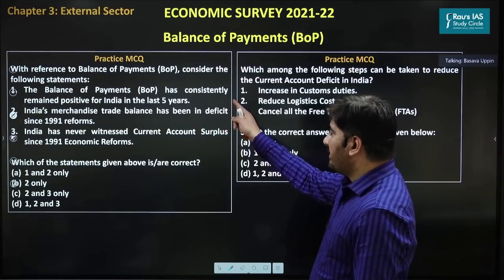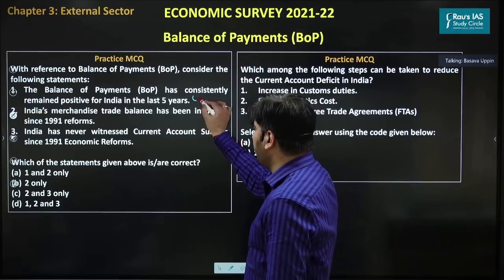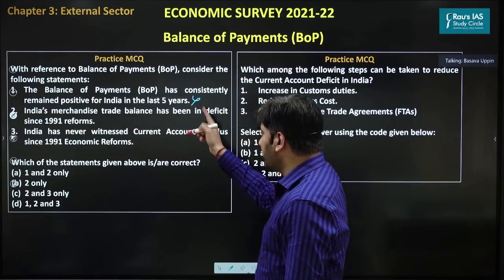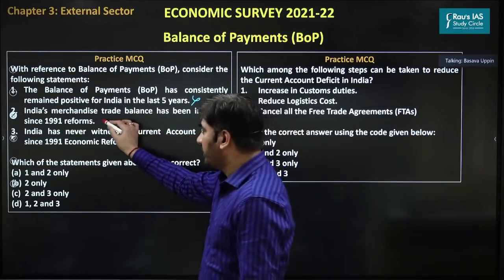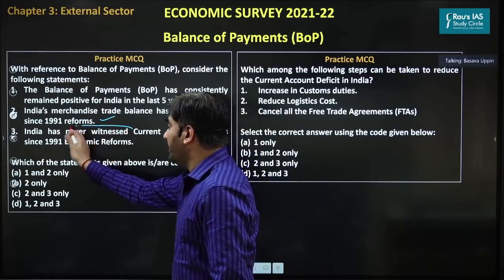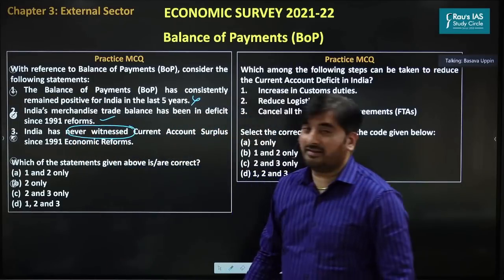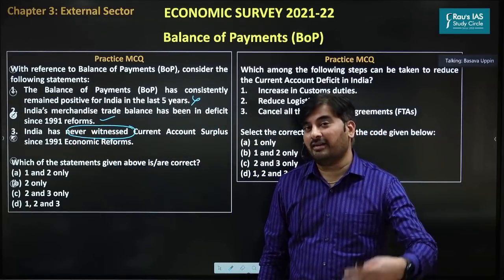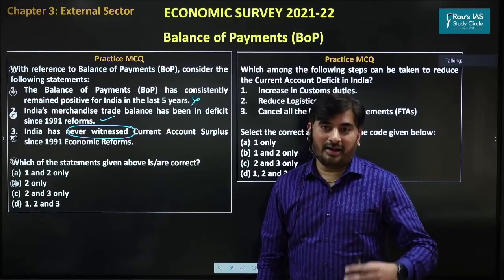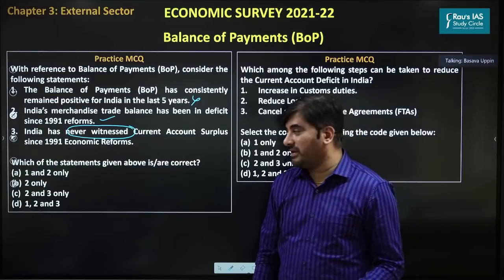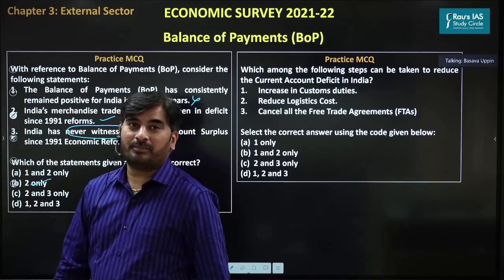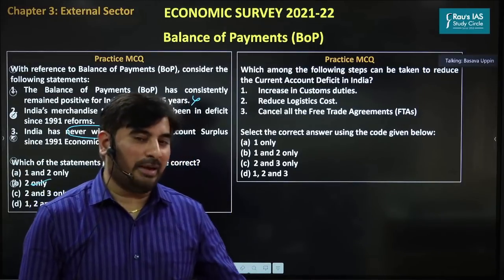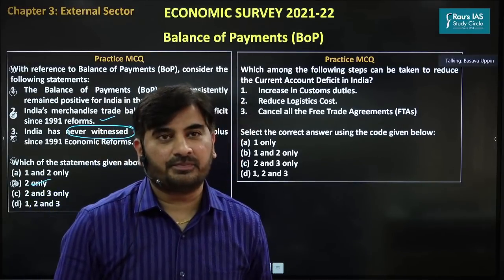First one, the balance of payment has consistently remained positive. Statement is wrong. India's merchandise trade balance has been in deficit since 1991 economic reforms. Yes. India has never witnessed current account surplus since 1991 reforms. As I said, last year, India actually witnessed a current account surplus. So the statement which is given here is wrong. So right statement would be 2 only. So that is how questions can be expected in the prelims examination.